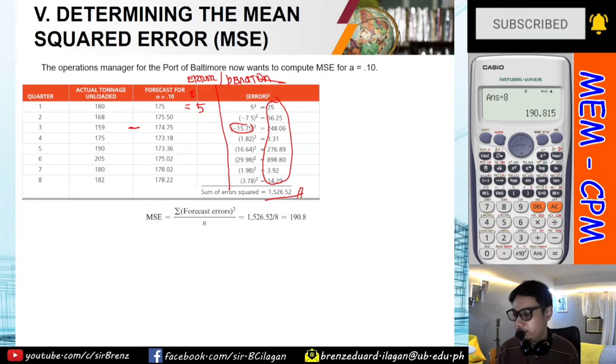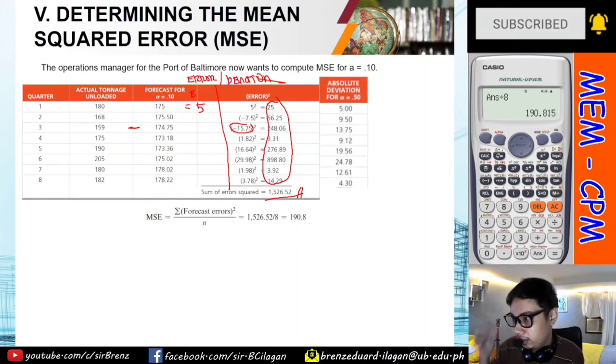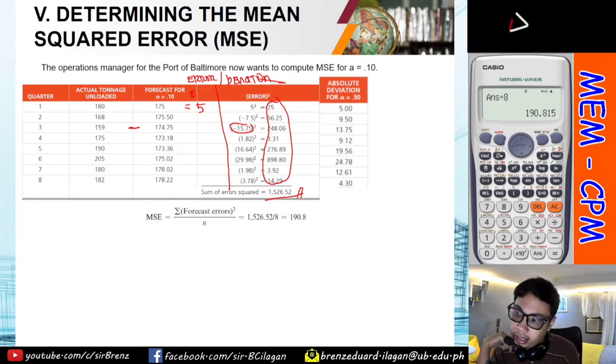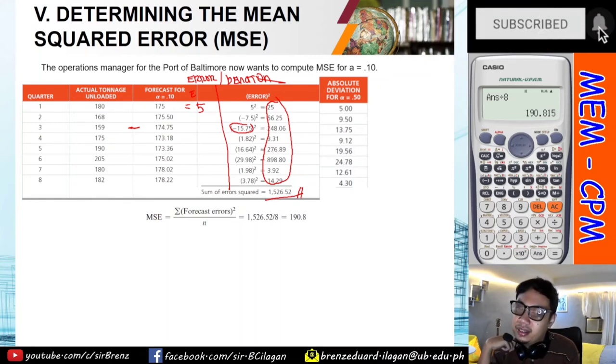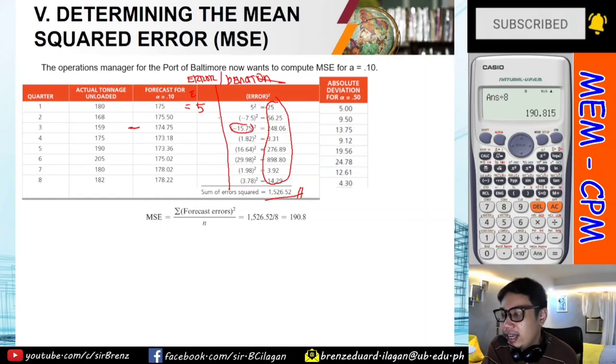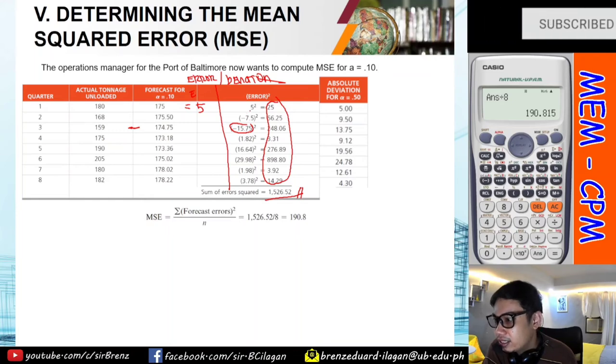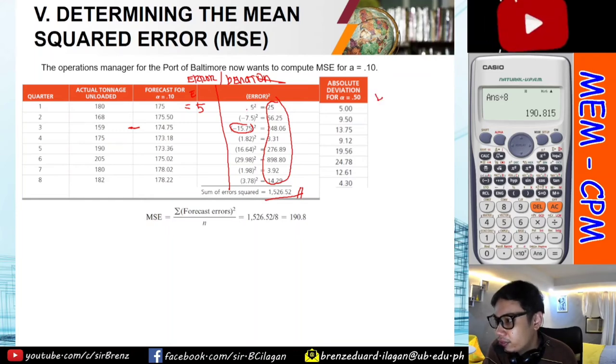Okay, so, how about naman dun sa ano? Try natin. Ito yung deviation na nakuha natin dun sa smoothing constant na 0.5. So, ang gagawin nga lang dito, guys, para makompute yung error squared.